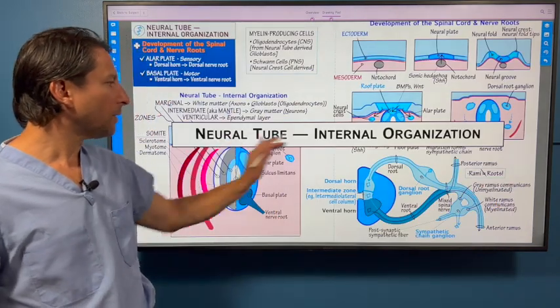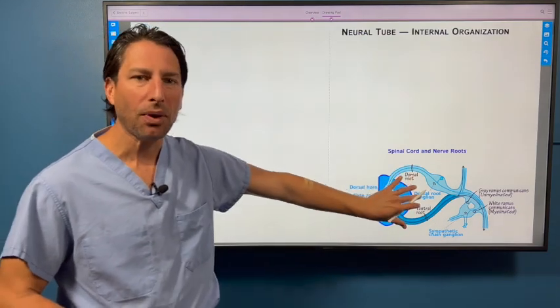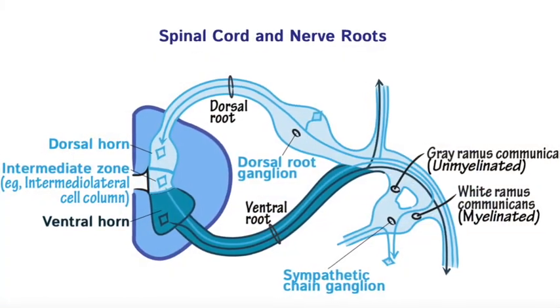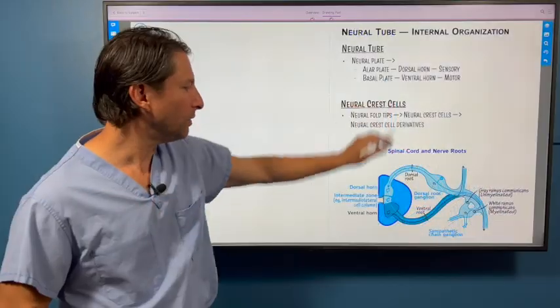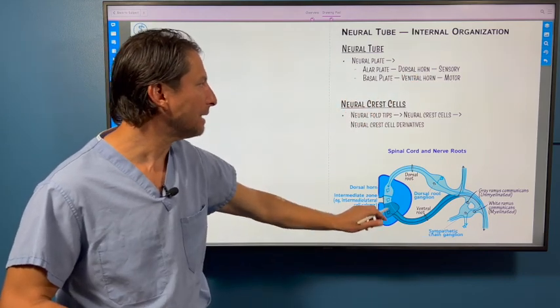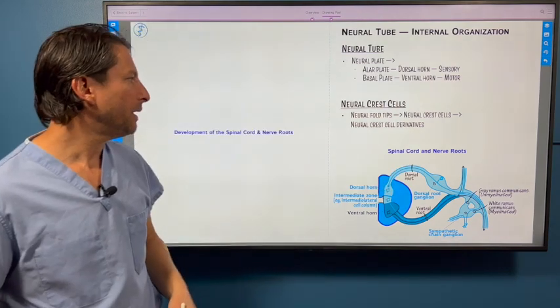The neural tube itself, its internal organization. So this is the end product. This is the spinal cord here. So the neural plate has an alar plate dorsally, forms sensory, basal plate anteriorly, forms this ventral horn, motor function.